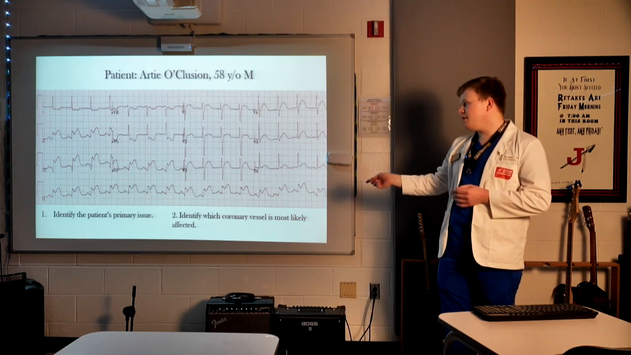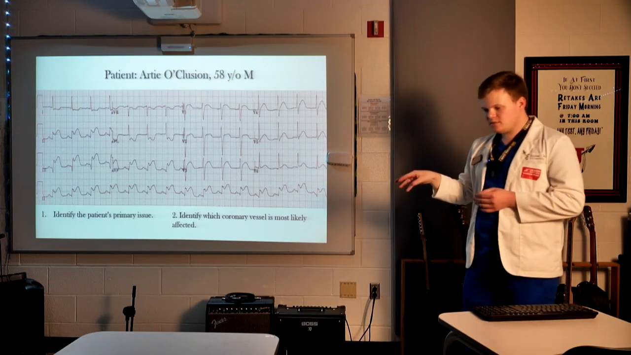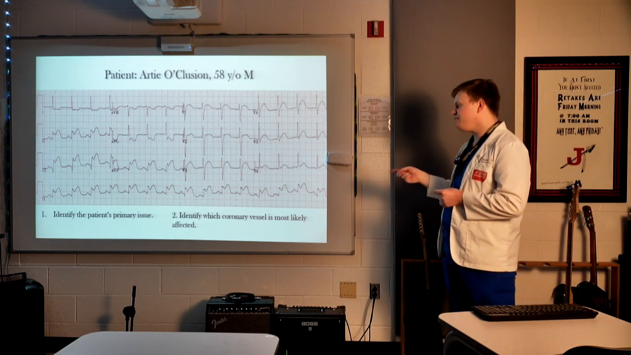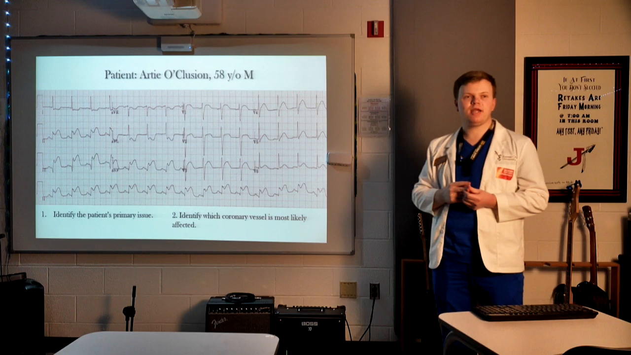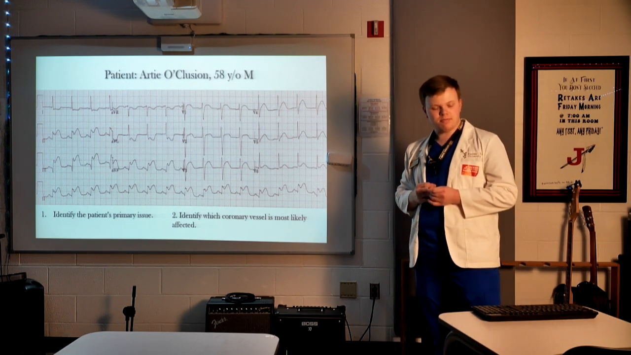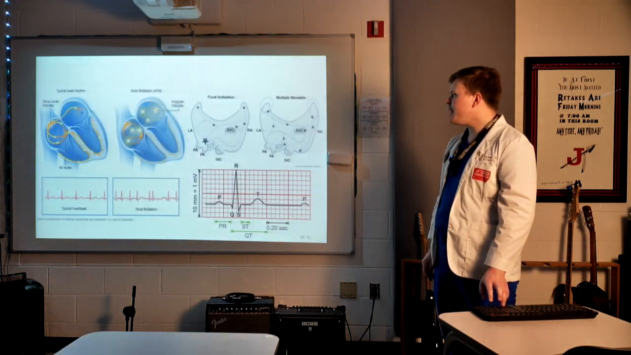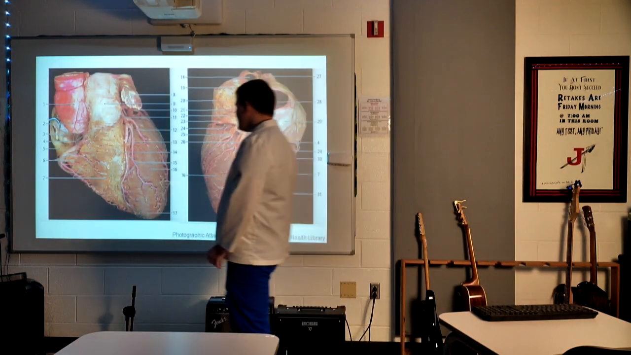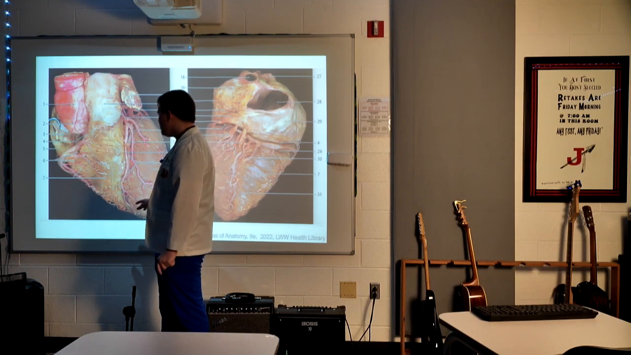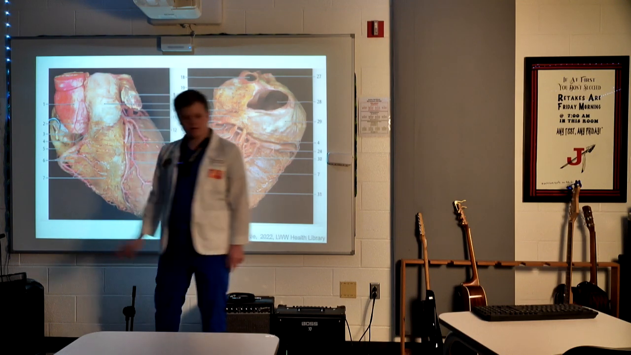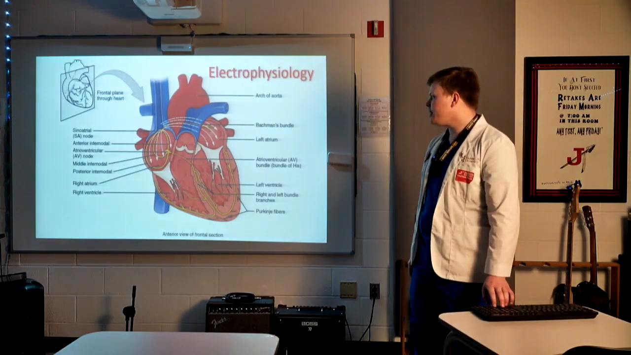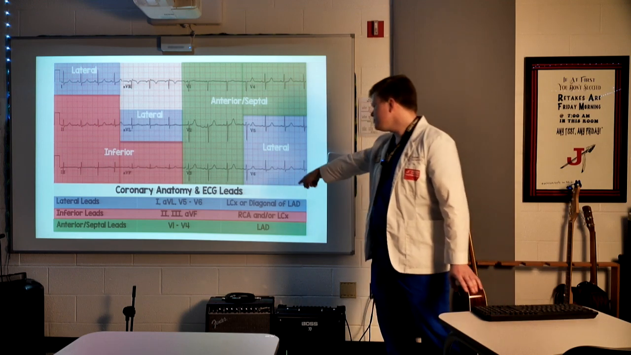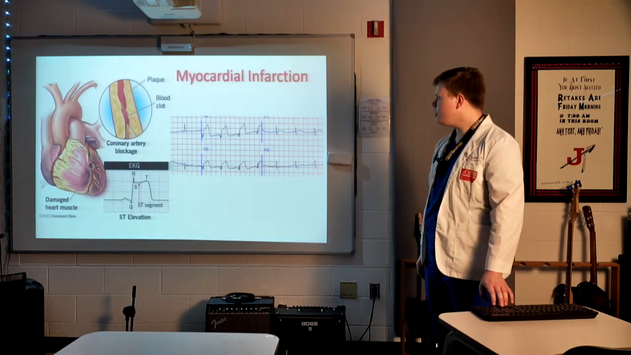So based on that, we know that those lead placements go back to specific vessels in the heart. So based on 2, 3, and AVF, which coronary vessel is most likely affected? Right. Yep. So right coronary artery. So if we go back to this picture, once again, our inferior portion corresponds to 2, 3, and AVF. So our right coronary artery supplies that region. So we likely have a blockage there, also depicted in here. So we have 2, 3, and AVF, inferior, right coronary artery being affected.